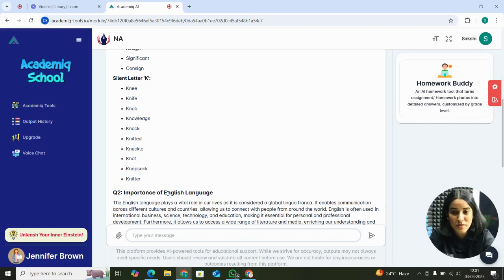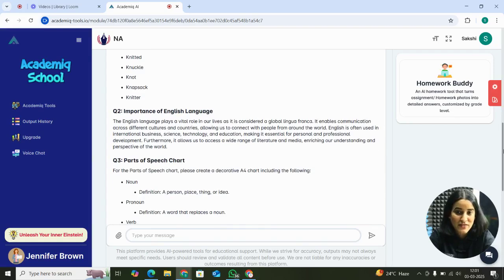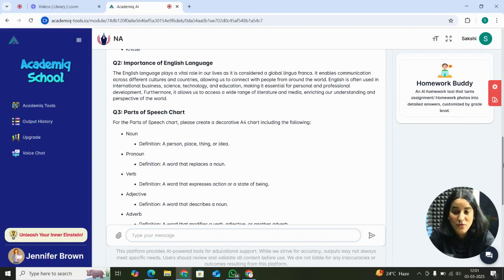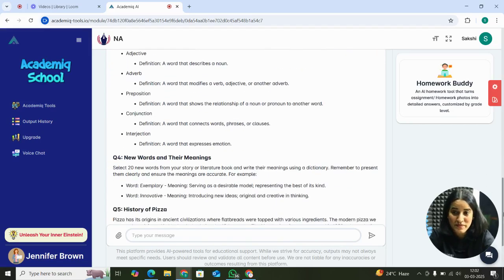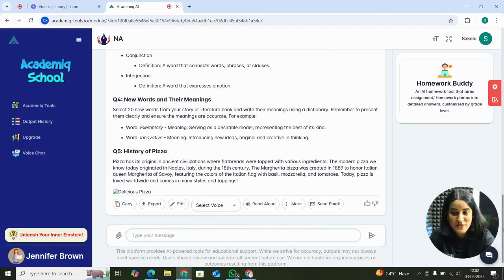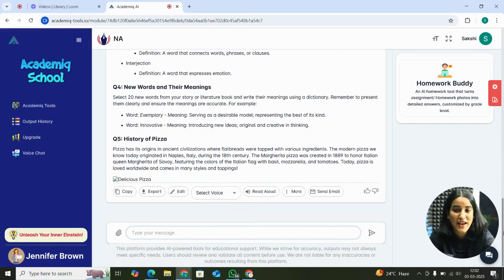My next question was about the importance of the English language. They've answered it beautifully already. I wanted a chart of parts of speech, and it has given it to me in the crispest way possible. And it has also answered my questions number 4 and 5. Wow, I think it's impressive. Isn't it super easy?